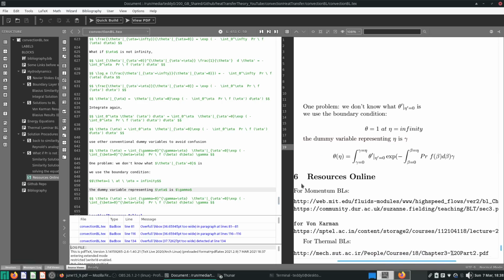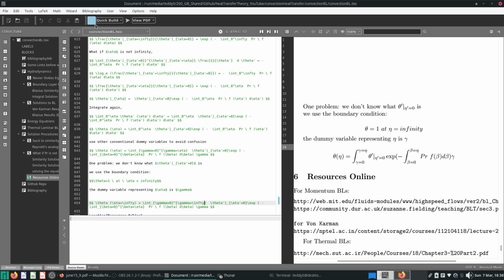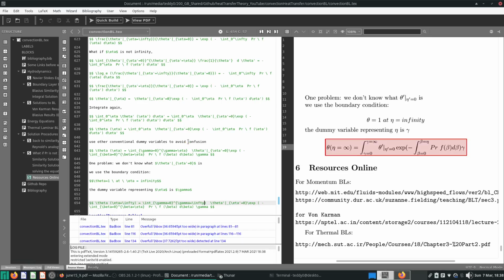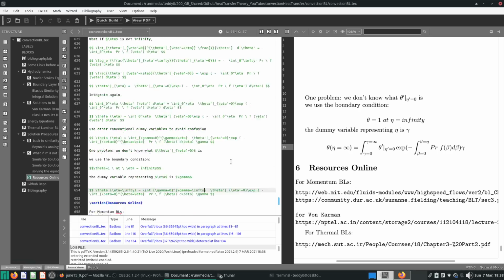Okay, so this is gamma, so we'll just shoot eta equals infinity here, and of course gamma goes to infinity. All right. Ooh, that's quite a handful there. All right, so now, what happens?